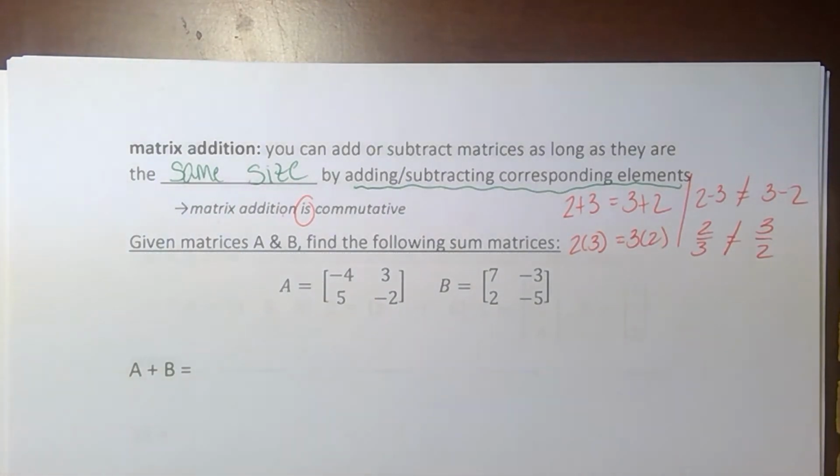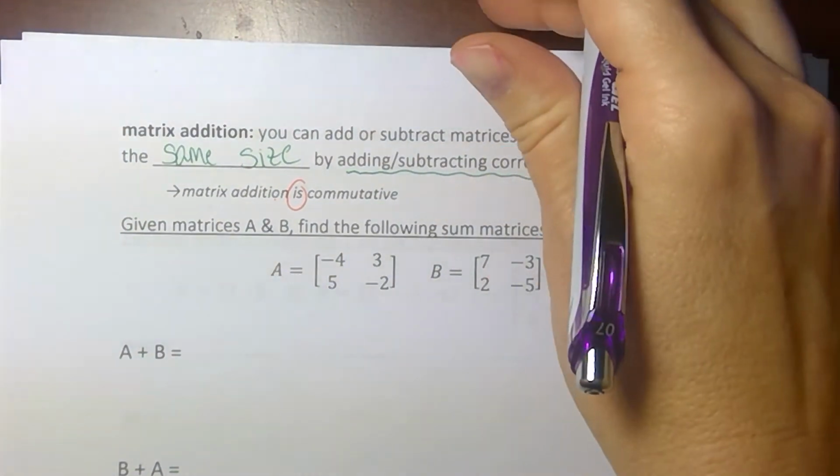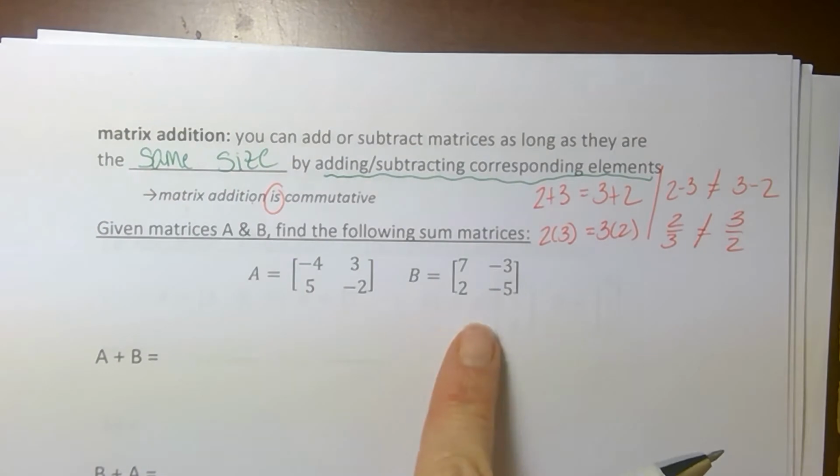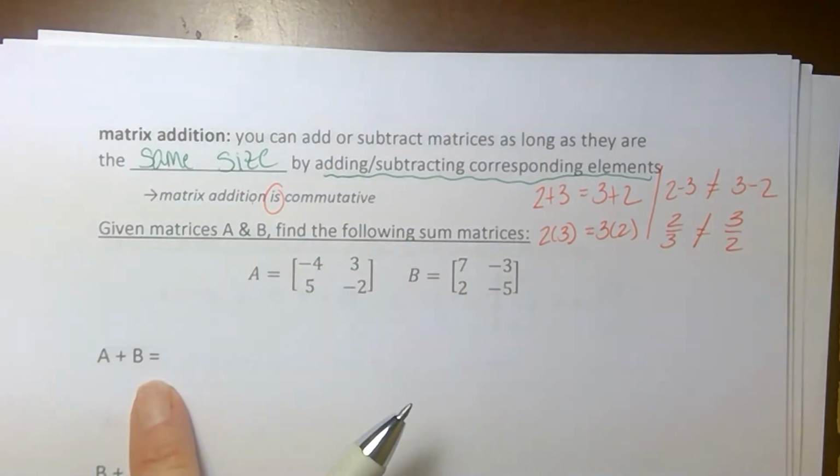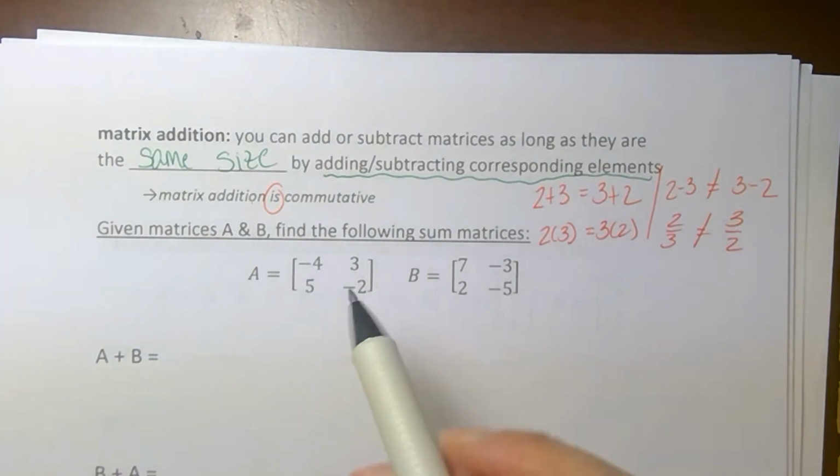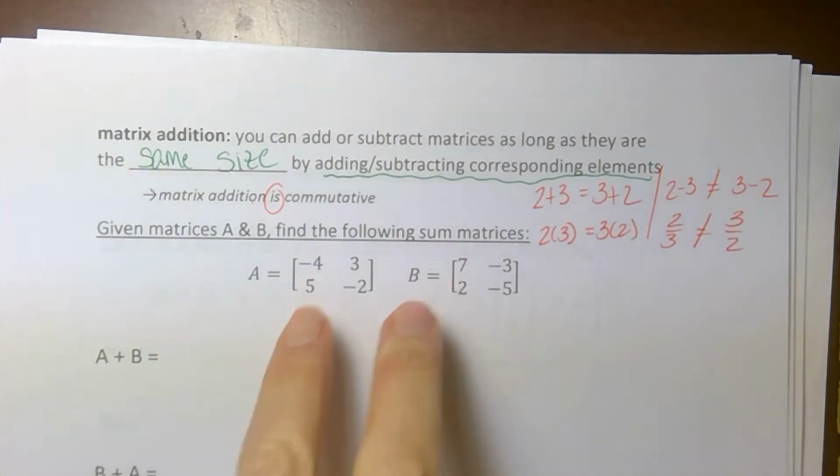Okay, so we are going to add and subtract some matrices. We're given these 2 matrices, A and B. They're both 2 by 2 square matrices, so their orders are the same, which means we can add and subtract them. So let's first do A plus B. When I do A plus B, I'm adding the corresponding elements.